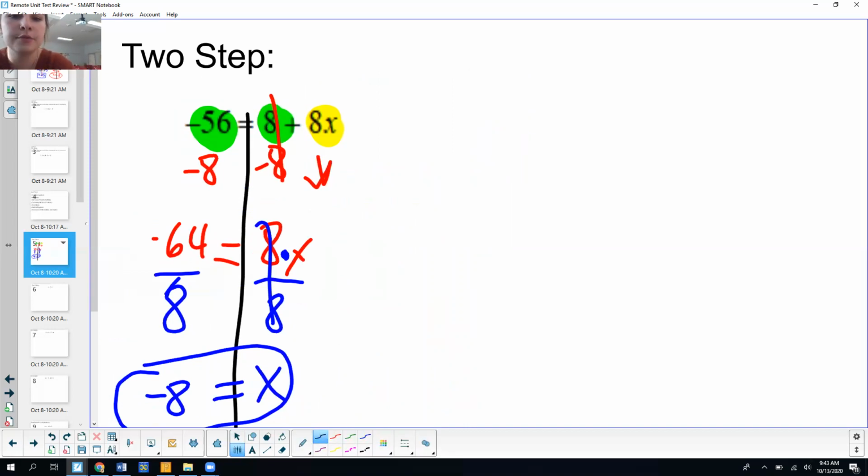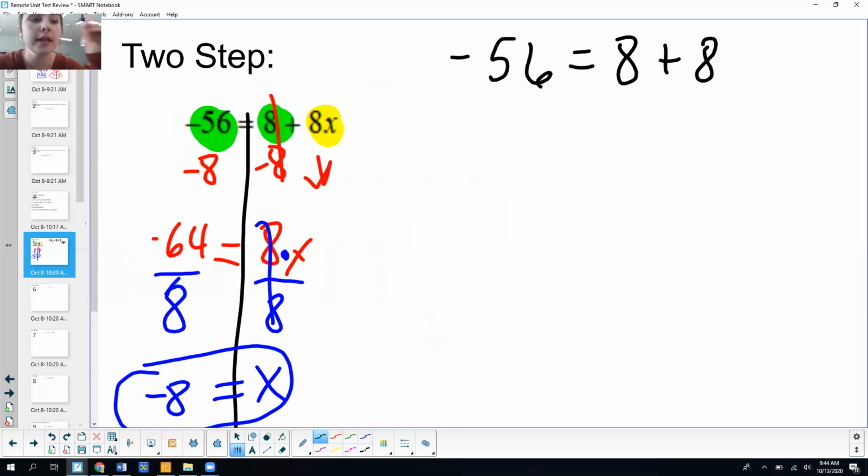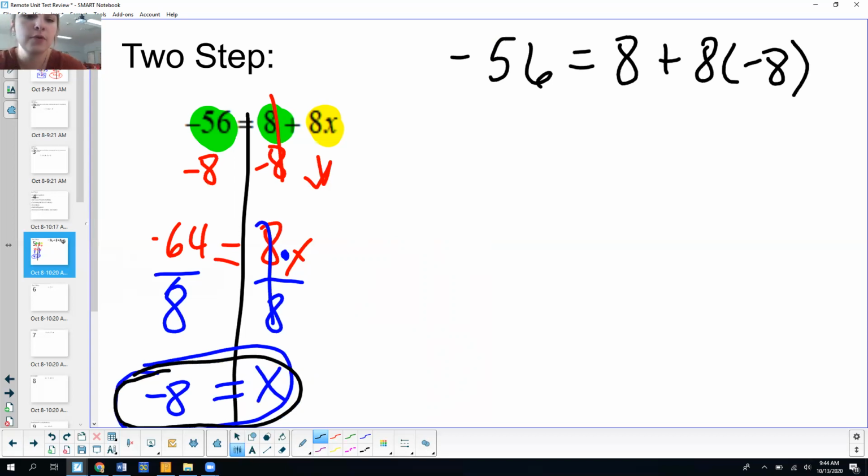And then I'm going to go ahead and rework this. So I'm going to write our problem. So we had negative 56 equals 8 plus 8x. So in that original problem we had plus 8x. Now, whenever you want to check your answer, you can plug in whatever you got for x into that wherever that x is or wherever that variable is. So wherever you see an x, I'm going to write whatever we got for x. So down here, we got negative 8 equals x. So where that x was up here, I just replaced it with negative 8 over here on the right side.